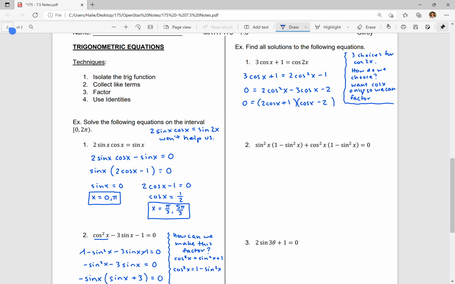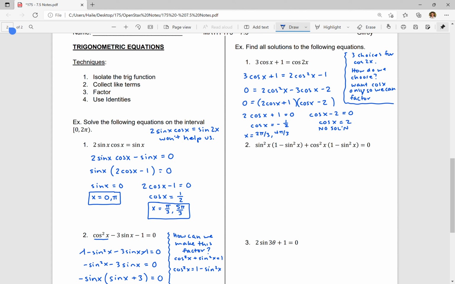Okay, so let's take each factor, set it equal to 0. So 2 cosine x plus 1 equals 0. Cosine x minus 2 equals 0. So the first factor, we get cosine x is equal to negative 1/2. The second factor, we get cosine x is equal to 2. So cosine x is equal to negative 1/2 tells us that x is equal to 2 pi over 3 and 4 pi over 3. And cosine x equal to 2, we have no solution.